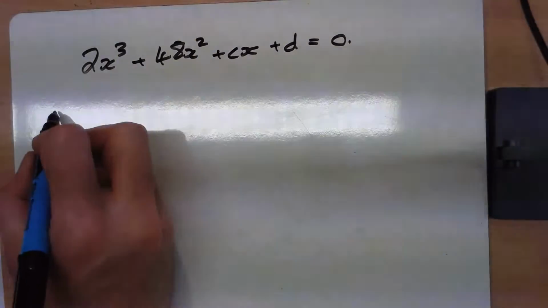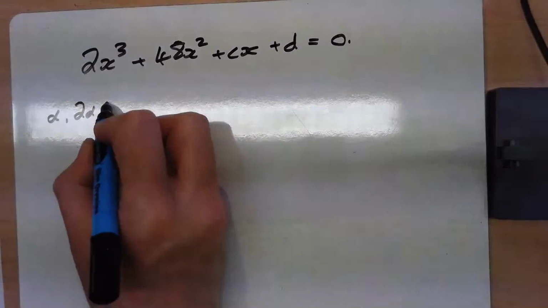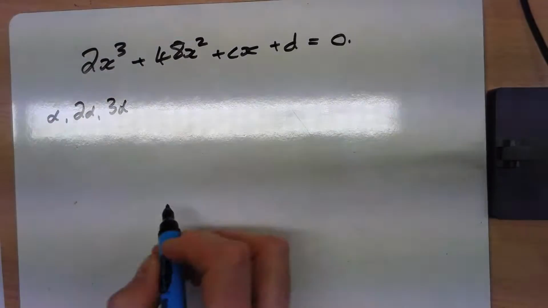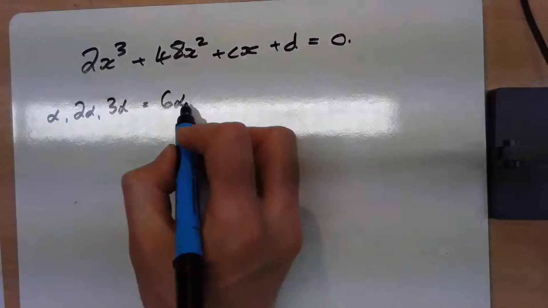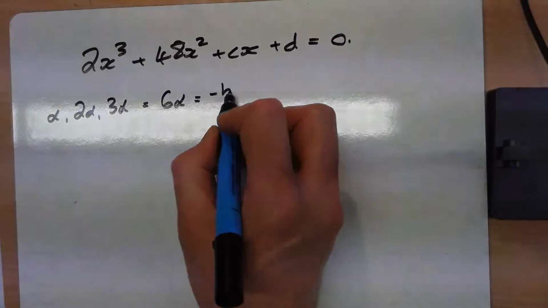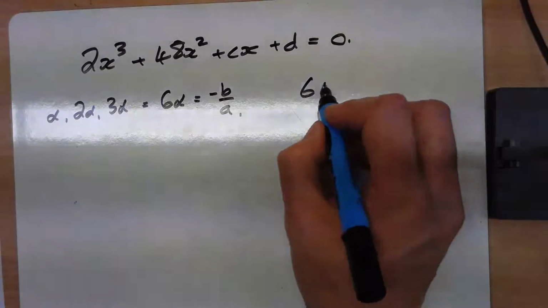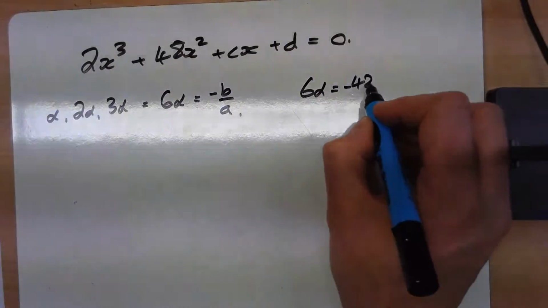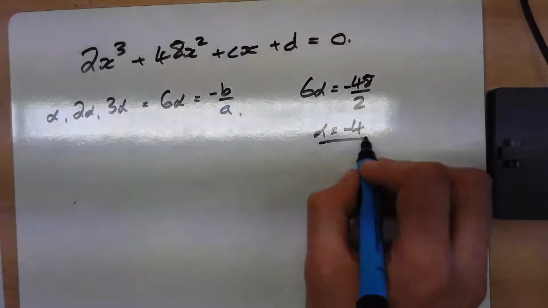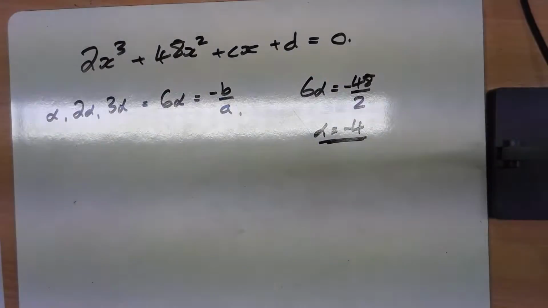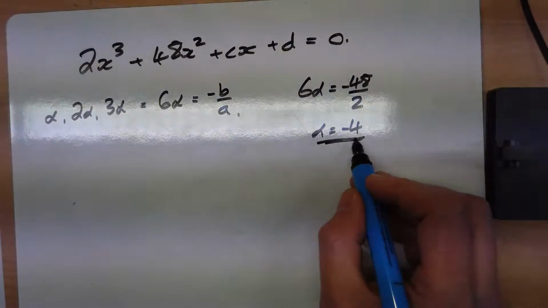So we've got this cubic here, and we know that the roots are alpha, 2 alpha, and 3 alpha. So the sum of those roots, adding all those things together, would be 6 alpha, and that would be minus b over a, wouldn't it? We know that 6 alpha then is minus 48 over 2, it's minus 24, so we can figure out that alpha's minus 4.